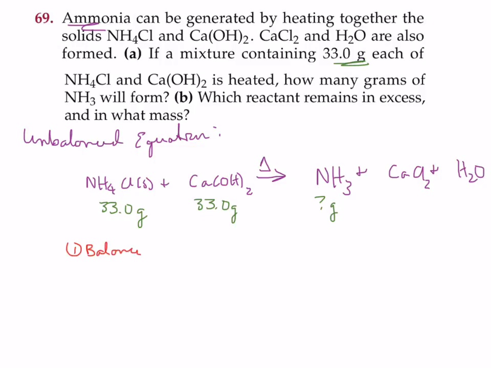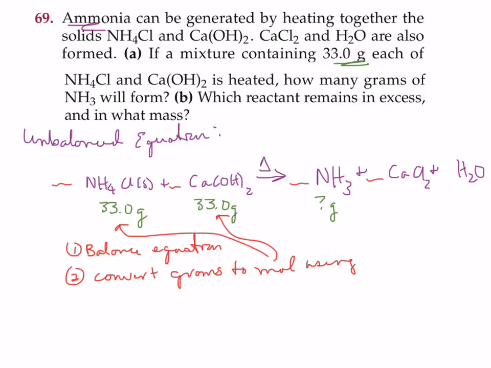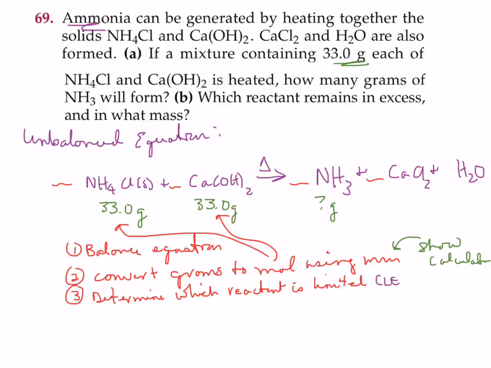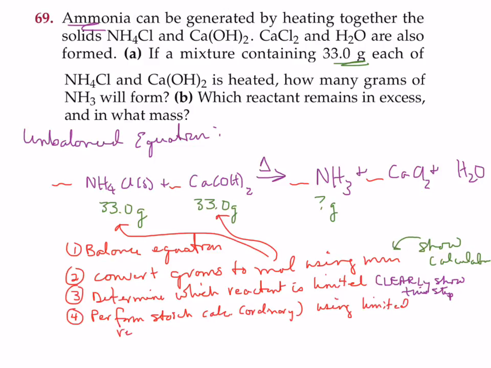So first balance that puppy. You can do that. And then convert those masses from grams to moles. You can do that. Show the molar mass calculations, like how you got the molar mass, and then use the molar masses. Determine which is in limited supply. Like I said, I kind of like the ratio of the need from the balanced equation and the have from the masses. And then you're ready to do a stoichiometric calculation based on your limited reactant, whether it's ammonium chloride or calcium hydroxide. You're going to go to moles of ammonia, NH3, and then do one last term to go from moles to grams.